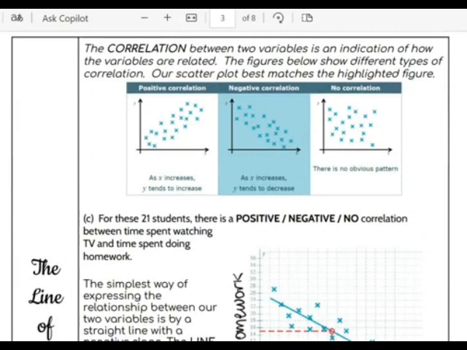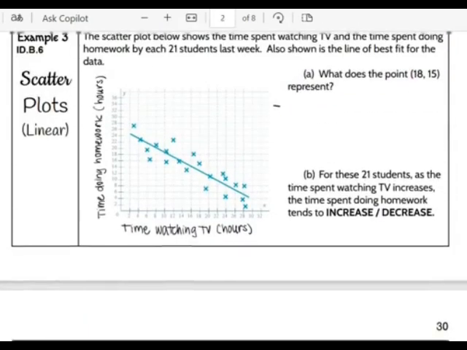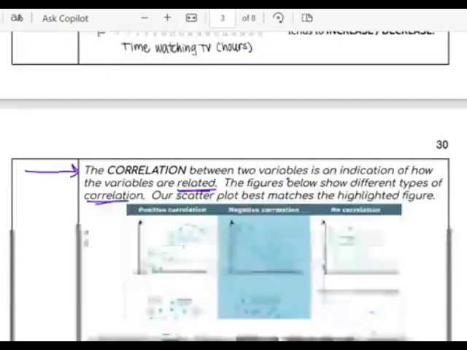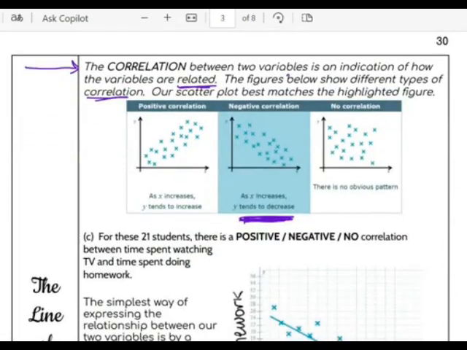So now let's talk about what correlation is. The correlation between two variables is an indication of how the variables are related. The figures below show different types of correlation. Our scatter plot best matches the highlighted one in the middle. This is the one that our example is like. You'll see that this data is going as a negative slope, right? It's going downward, as the X values are getting larger, the Y values are getting smaller. So that best matches this one in the middle.